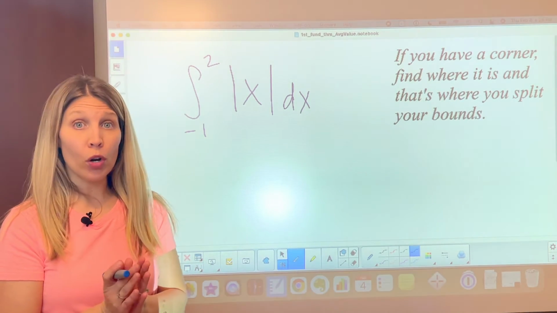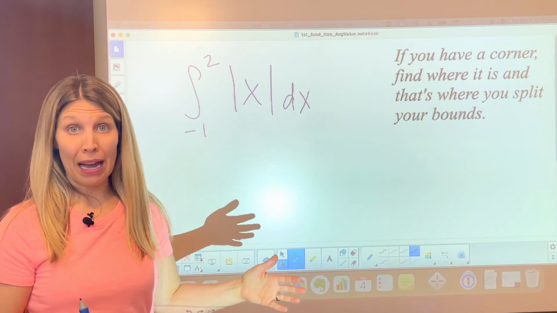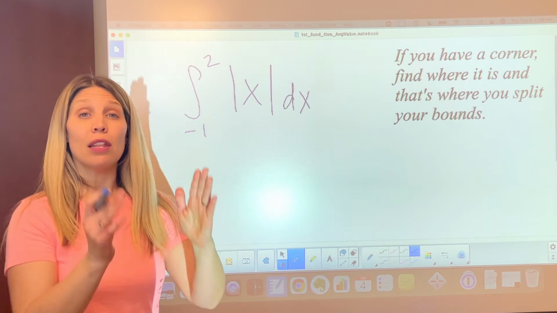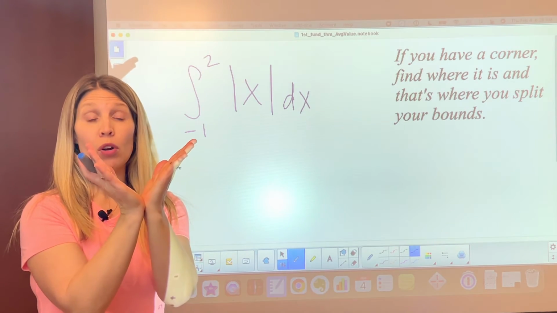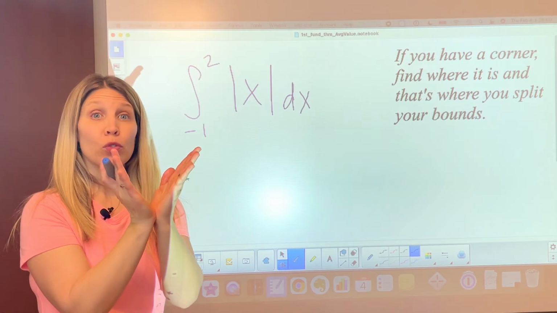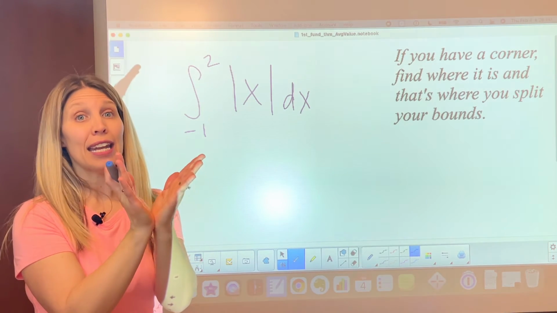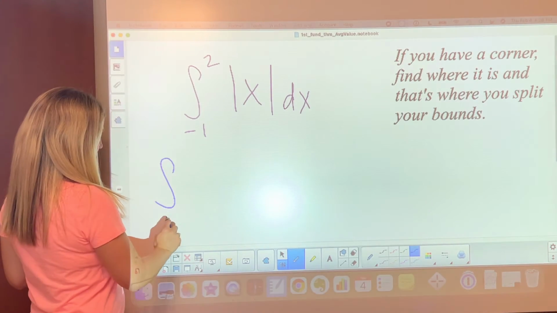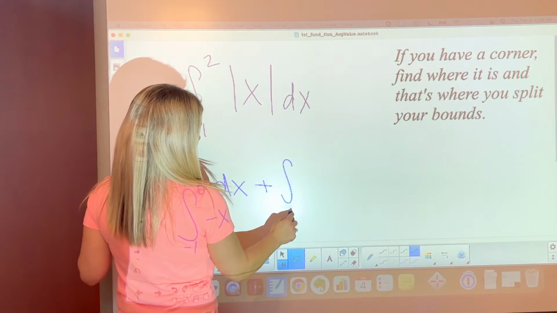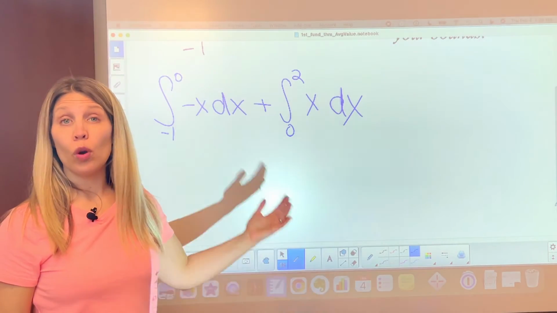So anytime you come across a corner, you have to figure out where that corner is, like where the function bottoms out, and you have to split the bounds, so that way we can take away the absolute value symbol. So we know with an absolute value graph that this function is a v, right? And it bottoms out or has its point when x is 0. So that's where we're going to split our bounds. But you have to remember, when we split those bounds, everything to the left of 0 is going to be a negative x value. So we're going to have -1 to 0 of negative x dx plus 0 to 2 of x dx. And now we'll just integrate like normal and plug in our bounds.